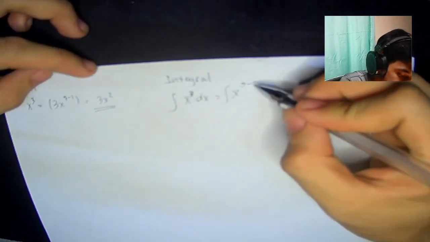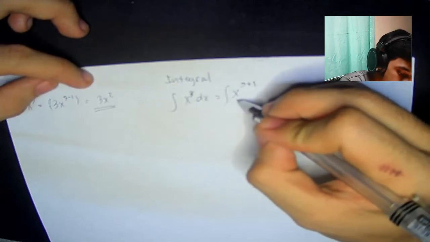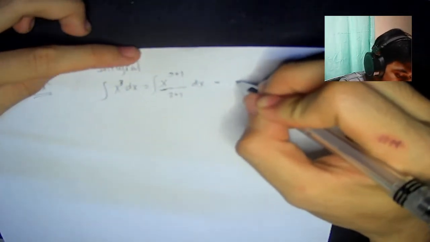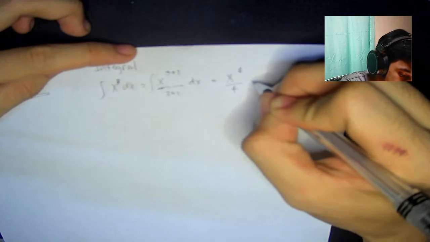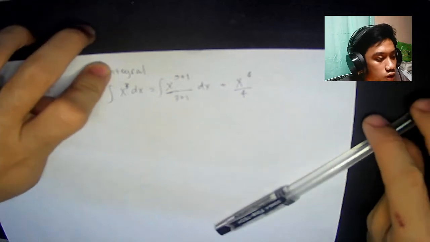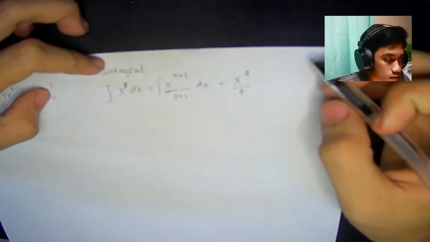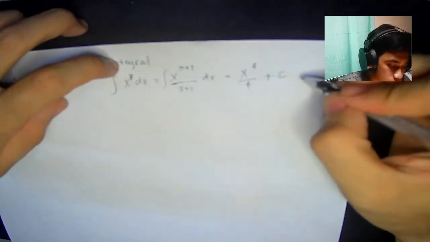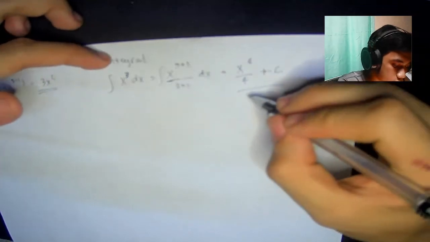So here we subtract, but in integral you add 1. And you divide the function by this, so 3 plus 1. So you'll have x to the 4th over 4, and dx will return. Always put in mind to put the constant, or c. So that is our answer.